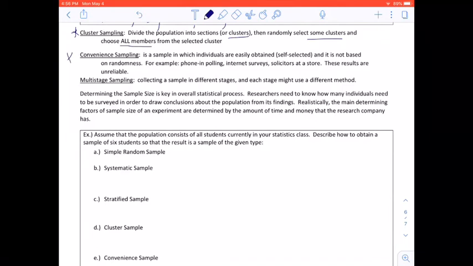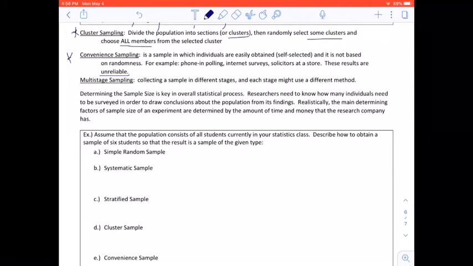The next type of sampling we have here is convenient sampling. It says it is a sample in which individuals are easily obtained, self-selected, and it is not based on randomness. For example, phone-in polling, internet surveys, solicitors at a store. These results are unreliable. This is not a good way to collect your data. Multi-stage sampling is using a variety of these different methods together.